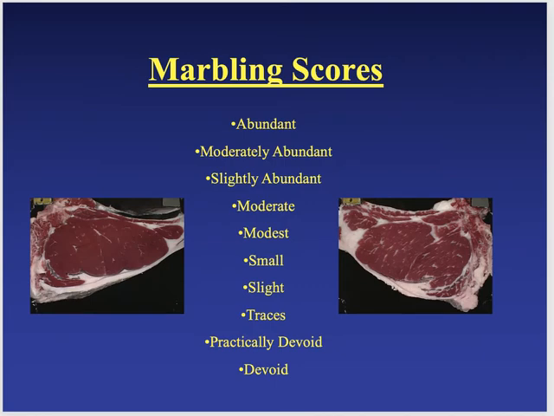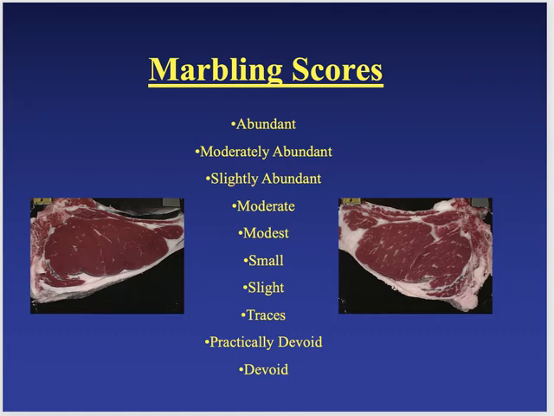But when we look at marbling scores, we try to put a technical term with it. Our technical terms we try to use are abundant, moderately abundant, all the way down to devoid. Now, abundant is the absolute best. Devoid is the worst. So these are all different degrees of marbling that a carcass can have.